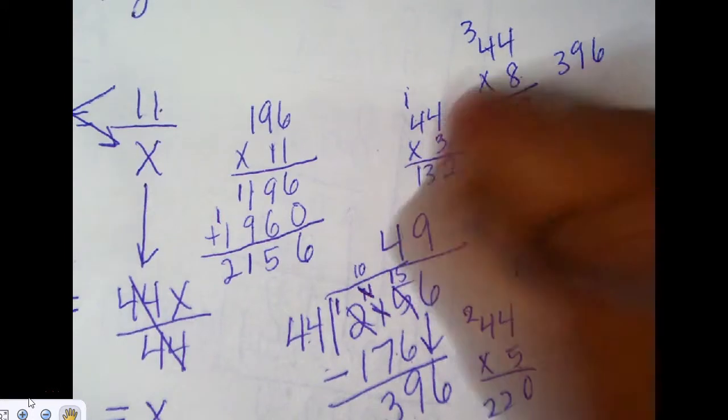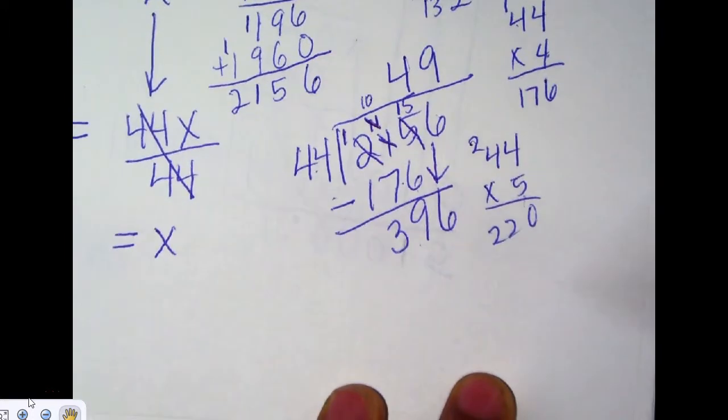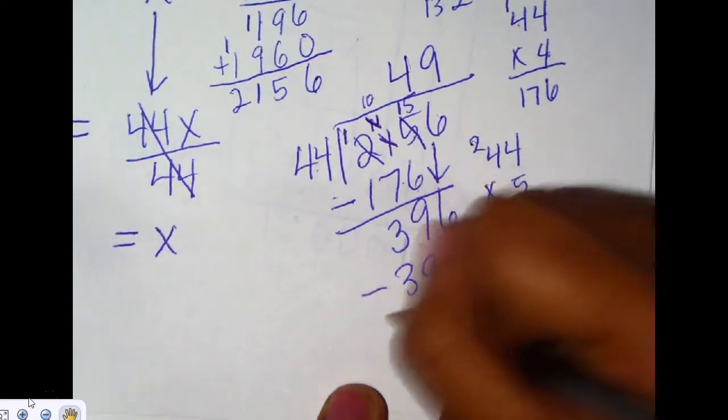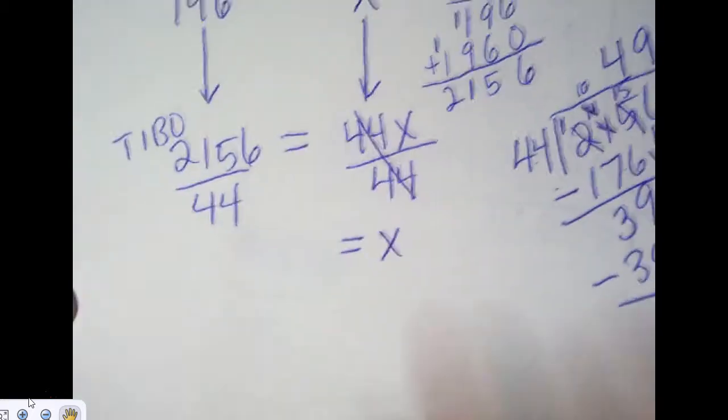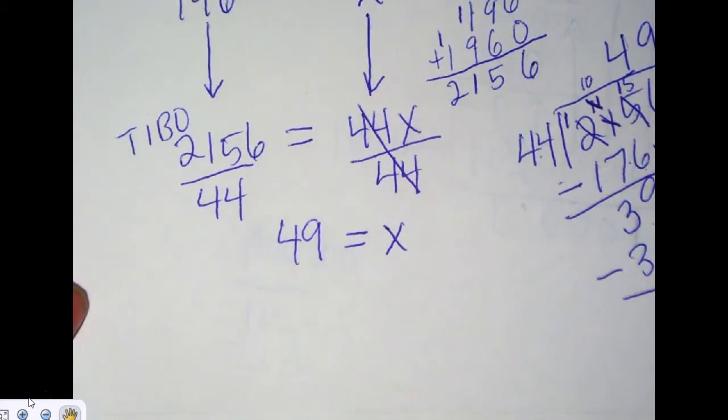So let's put a 9 here. We're going to multiply 44 times 9. It leaves us with no remainder. Perfect. So the answer is going to be 49 for that x, okay? That's what you were solving for.